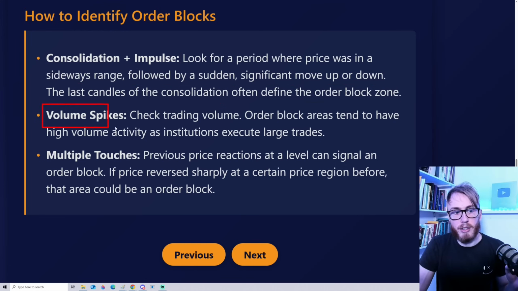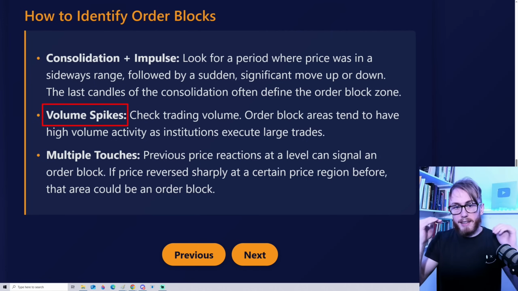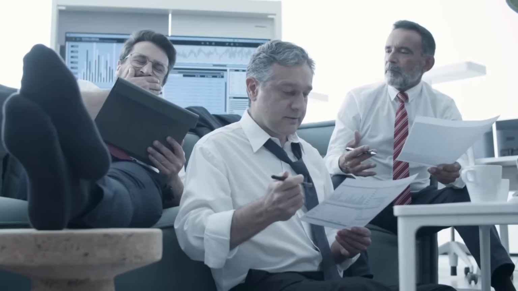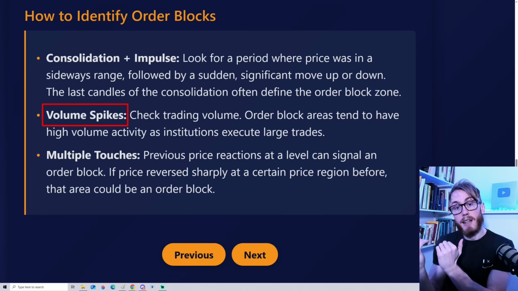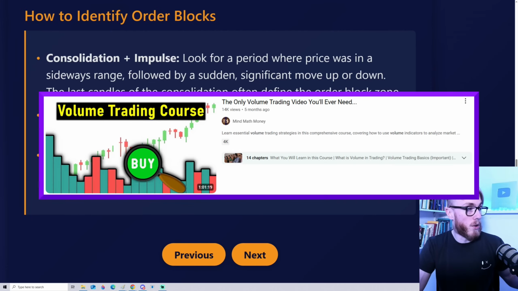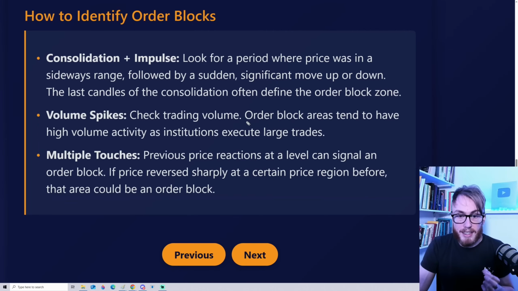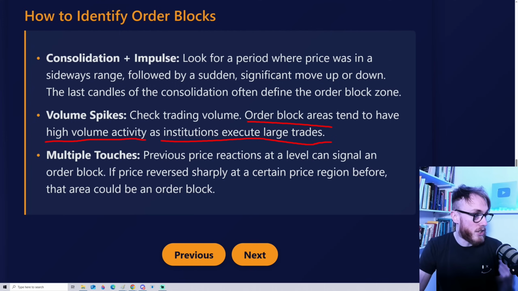Another very key thing to look out for is volume spikes, because if we think that smart money, in other words banks and the big boys, have actually traded on a zone and created an order block, we need to see evidence of trading volume. So if this is a real order block, we want to see high volume on that zone. As you can see, order block areas tend to have high volume activity as the institutions execute their large trades.